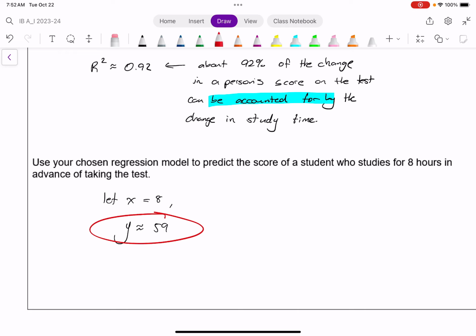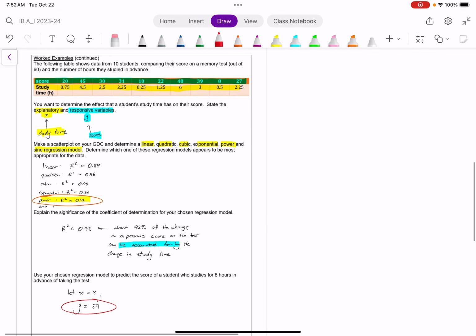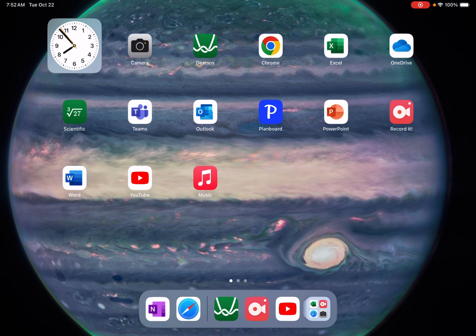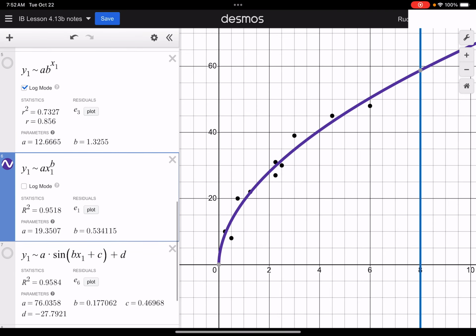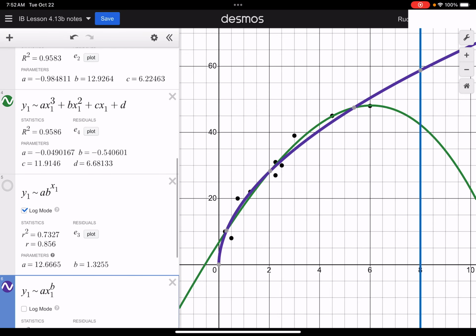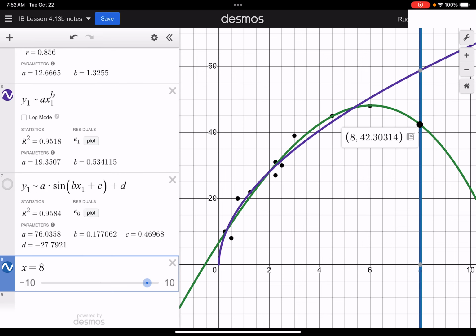We are extrapolating, so we want to be wary of saying this prediction is overly valid. No one actually studied that much in this data. But compared to the others, if I go back and look at, for example, my cubic function, which had a very strong r-squared value, according to that, if you studied 8 hours, we're going to predict a score of 42, which, again, there's no reason for us to think. So we always have to be careful.